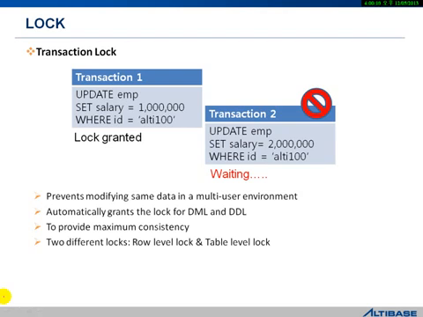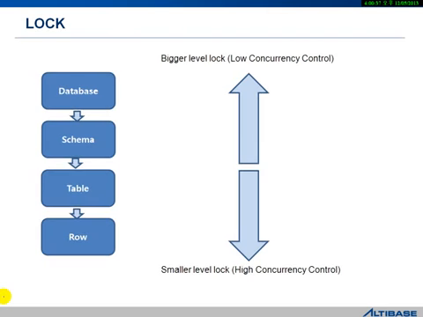The lock is given when DDL and DML are executed, and the purpose of the lock is to provide maximum consistency inside the transaction. Altibase uses two types of lock, the table level lock and the row level lock. We're going to have a look at those types in a moment. So locks help to provide data integrity in a system.